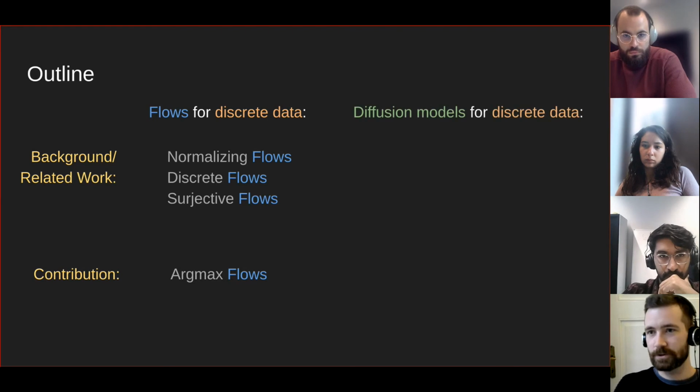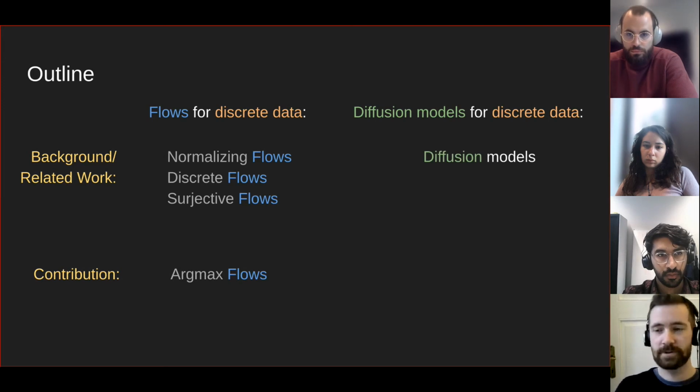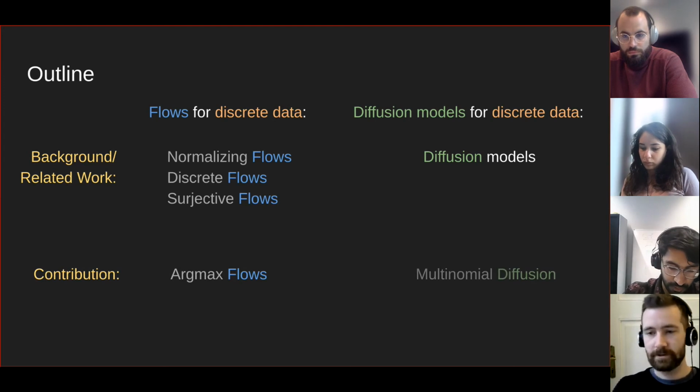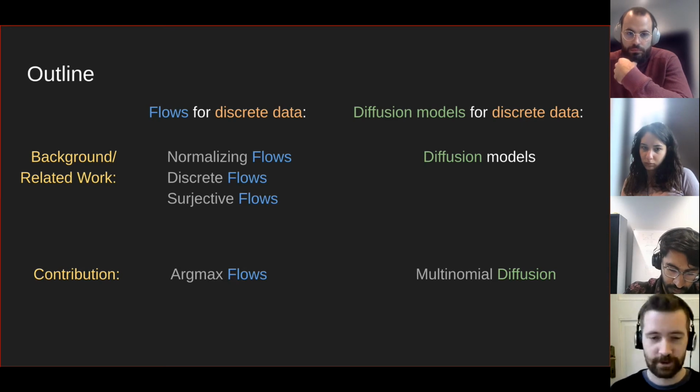After, I will talk less about this part, but the other part will be on diffusion models for discrete data. So here I will just introduce diffusion models first. What are they? Very high level, how do they work? And then talk about how multinomial diffusion differs from that. What is new there? Which is our contribution again.